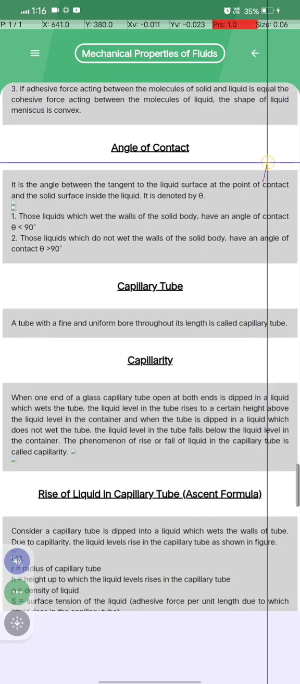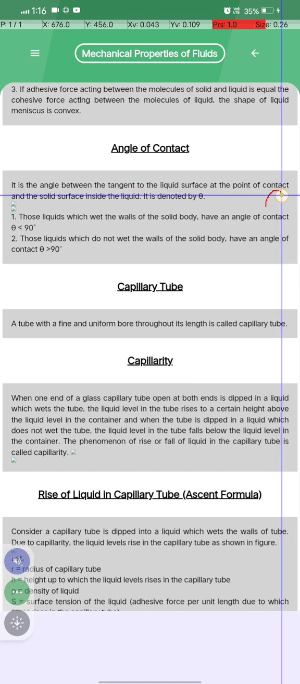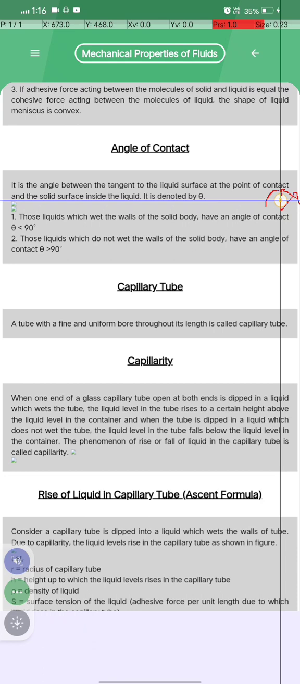Okay, अब हमारा angle of contact क्या होता है? It is the angle between the tangent to the liquid surface at the point of contact and the solid surface inside the liquid, and it is denoted by phi.